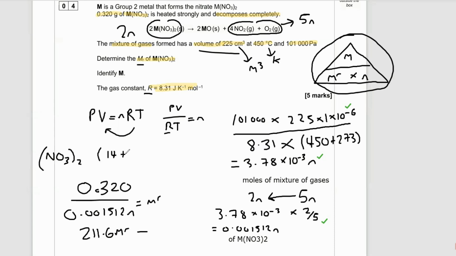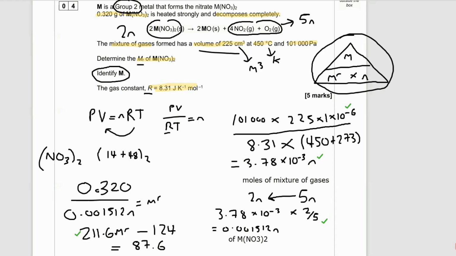211.6 is the Mr. So if we want to find M, we need to subtract NO32, which is 14 plus 48 times 2, which is a total of 124, from the 211.6, which is the full formula's Mr. And if we do that, we'll find out the Mr of the metal M. And then we just need to look it up in the periodic table and identify the metal.